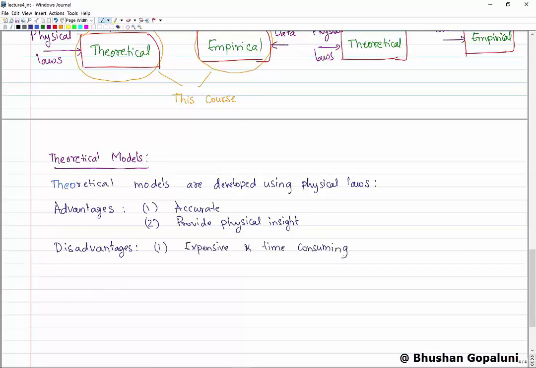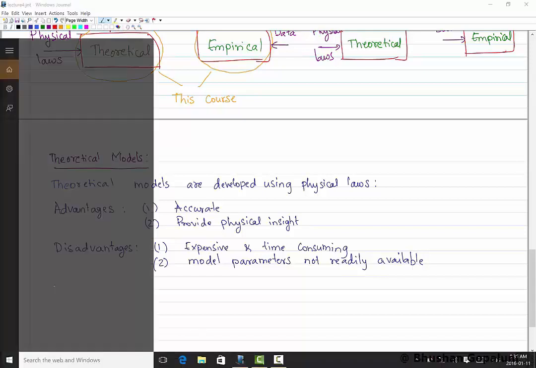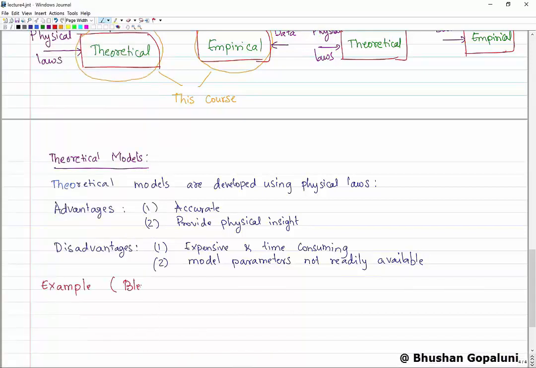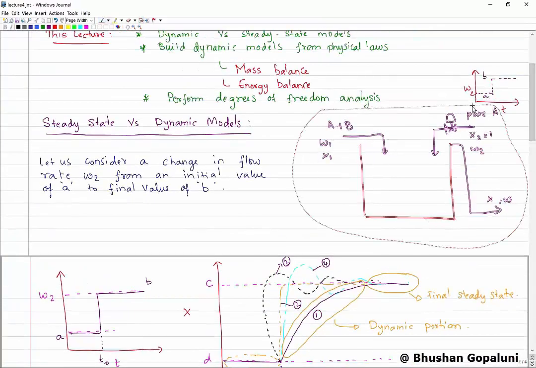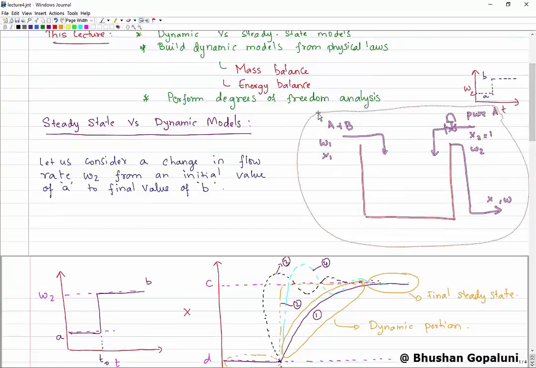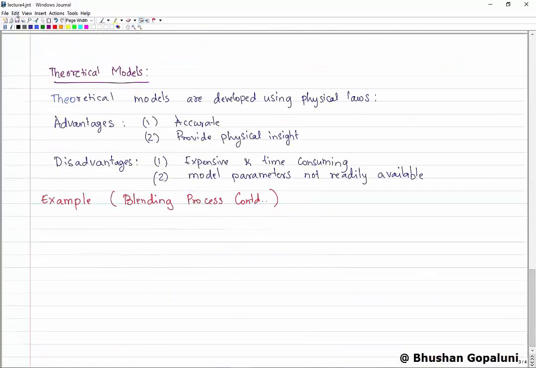On the other hand, there are disadvantages to using physical laws. Building models from physical laws is very expensive and time-consuming. In addition to that disadvantage, we also need to often estimate model parameters which are not readily available. Let's take a quick look at the blending process and develop a dynamic process model.